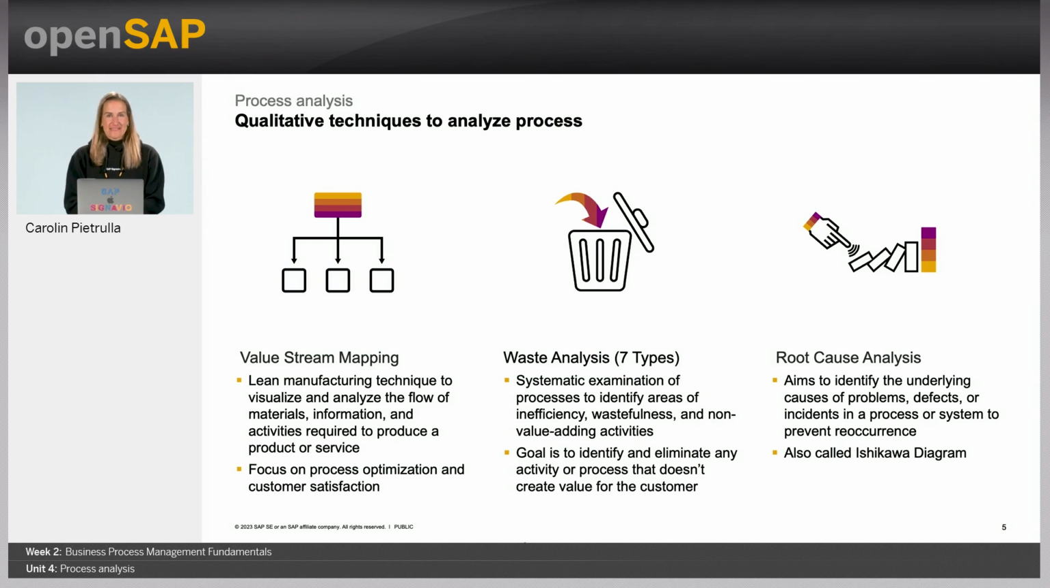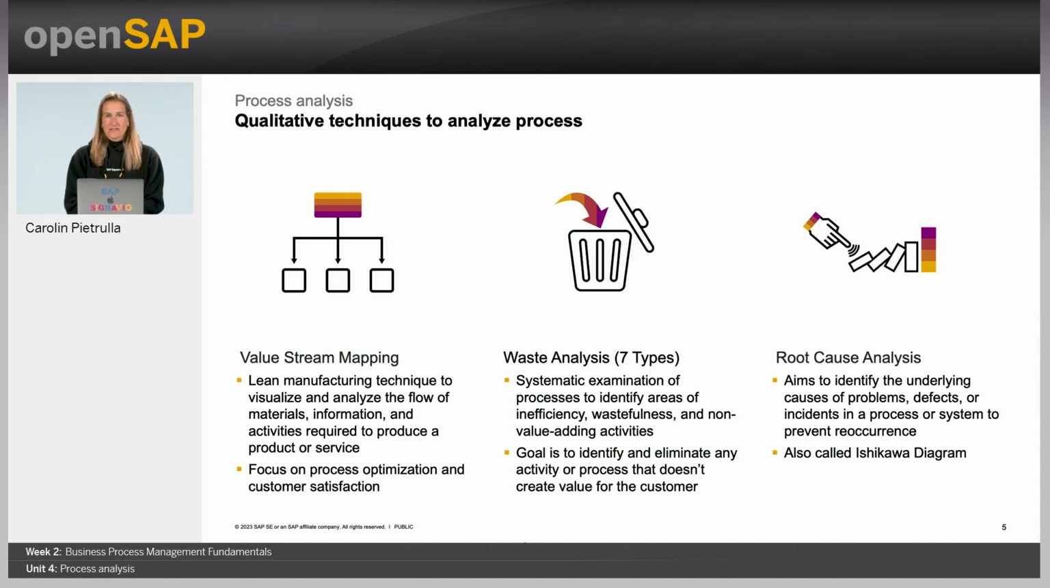The second type, waste analysis, is a method to identify areas of inefficiencies, wastefulness, and non-value added activities. The goal is to identify any activity that does not create value for the customer. The waste analysis typically focuses on the 7 types of waste: overproduction, waiting time, transportation, processing, inventory, motion, and defects. By identifying and eliminating these types of waste, organizations can reduce costs, improve quality, and increase productivity.